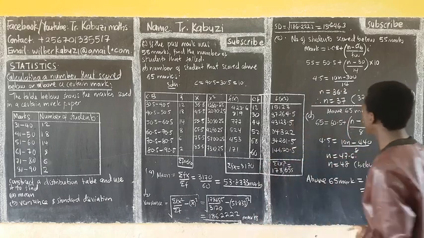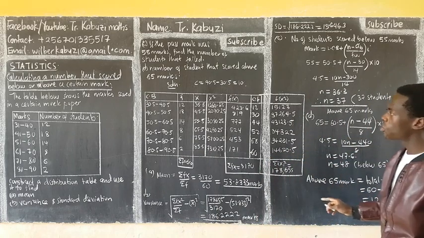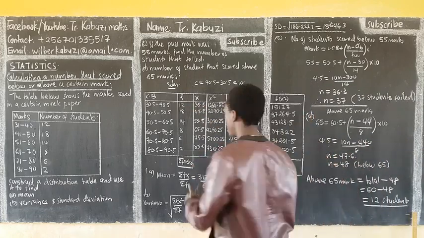So that is the difference. For above, after getting this n, we subtract from the total. We said when you add all these ones, the number we get is 60.